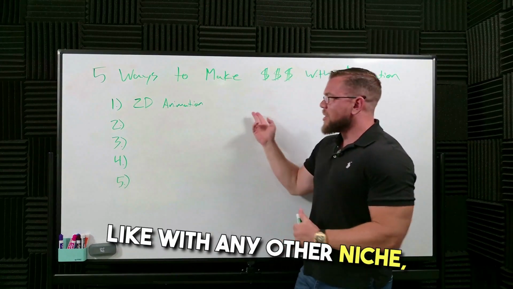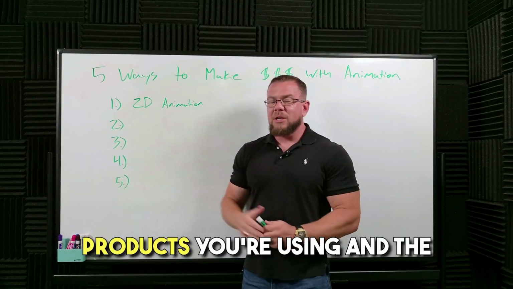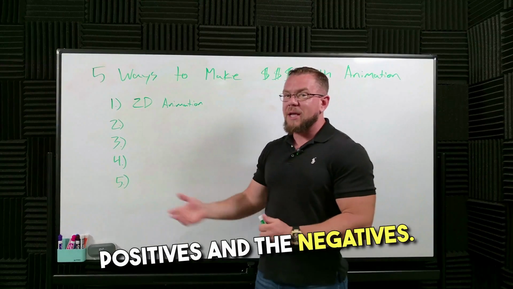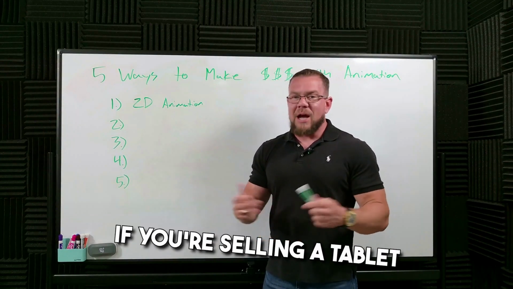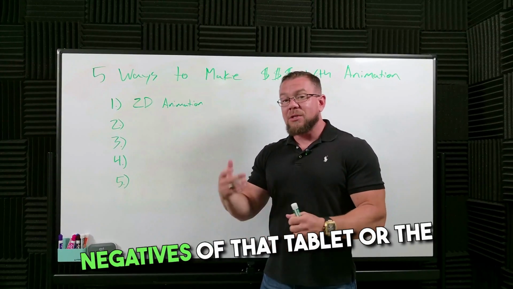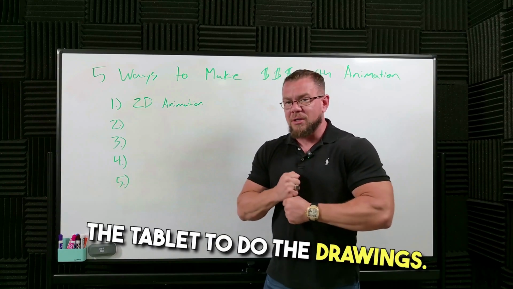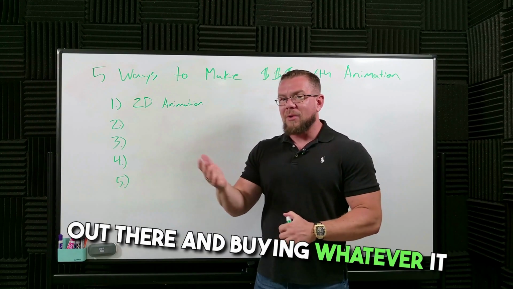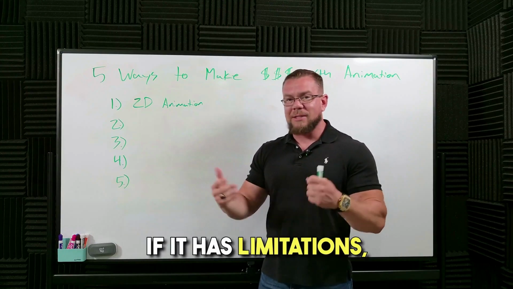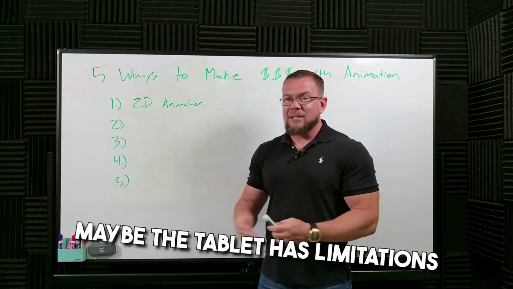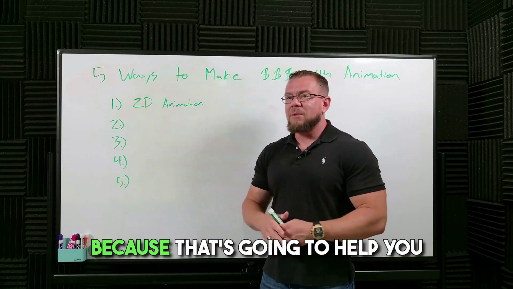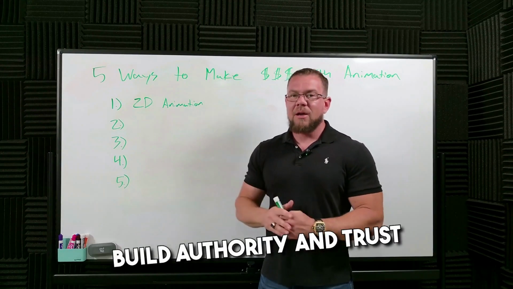And once again, like with any other niche, when you're talking about the products you're using and the products you're selling as an affiliate, you want to make sure you're providing both the positives and the negatives. So for example, if you're selling a tablet that's really good for drawing, you're going to want to talk about the positives and the negatives of that tablet or the software that you're using on the tablet to do the drawings. You don't want people just going out there and buying whatever it is you're using and not being aware of the problems that you have with that software. If it has limitations, for example, maybe the tablet has limitations that are physical or software related, you want to talk about those in your content because that's going to help you build authority and trust for your viewers.